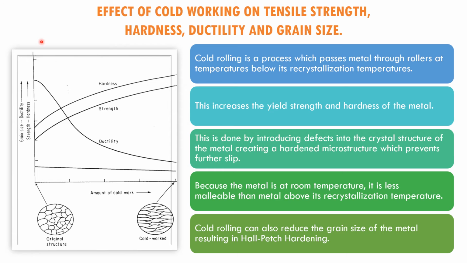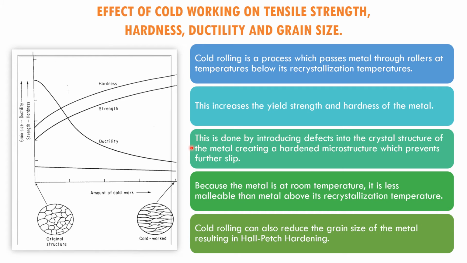So now let us look into the effect of cold working on tensile strength, hardness, ductility, and grain size. What happens is that when the cold rolling process is involved, the metal will pass through the roller at a temperature below its recrystallization temperature. This will increase the yield strength of the workpiece and also the hardness of the metal. So during this process, the strength and hardness will start to increase.